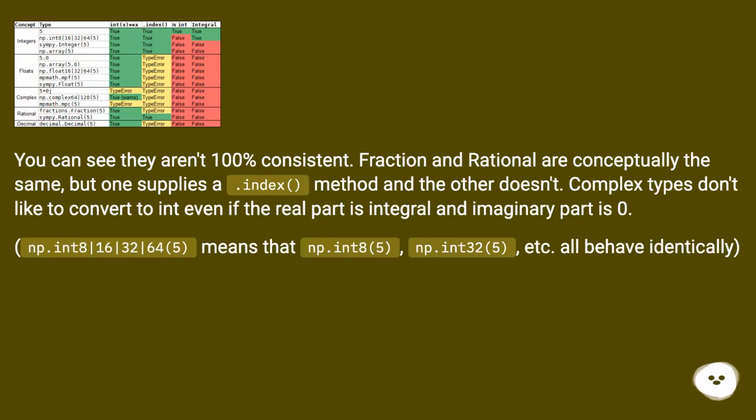Fraction and Rational are conceptually the same, but one supplies a .__index__ method and the other doesn't. Complex types don't like to convert to int even if the real part is integral and the imaginary part is 0. np.int8|16|32|64(5) means that np.int8(5), np.int32(5), etc. all behave identically.